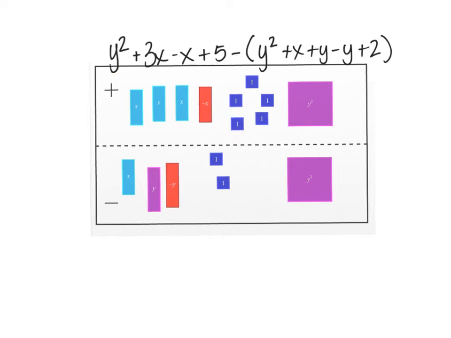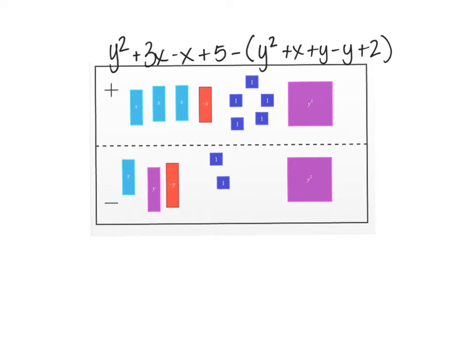So our y squared here comes from the y squared tile. Our 3x are these 3x tiles here. Negative x is this negative x tile. And then we have 5 unit tiles right here. Then we have all of our tiles that are in our negative region. And so in order to write that in our expression, we put our subtraction sign, and then everything in the negative region goes inside the parentheses.